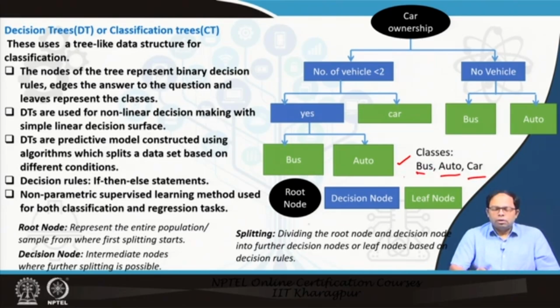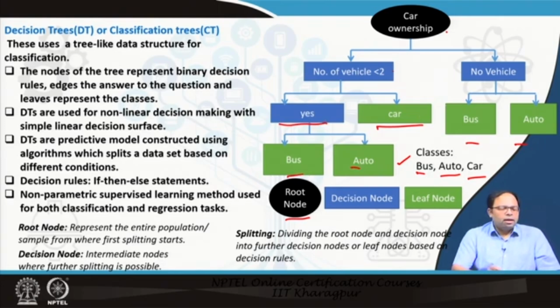So, we start with the root node. The root node is the first decision window. It is about car ownership. Does he have a vehicle, or does he have less than 2 vehicles? These are the decision points. If he has no vehicles, in that case they will either use bus or auto. If there are fewer than 2 vehicles, that means they can have at least 1 vehicle. Some of them may use a car, but others will again use bus and auto.